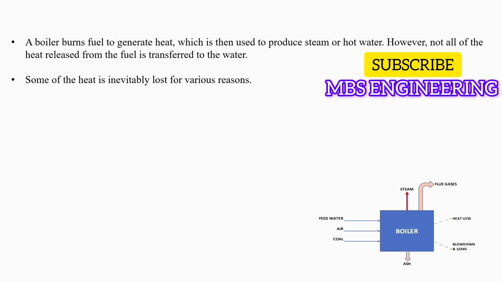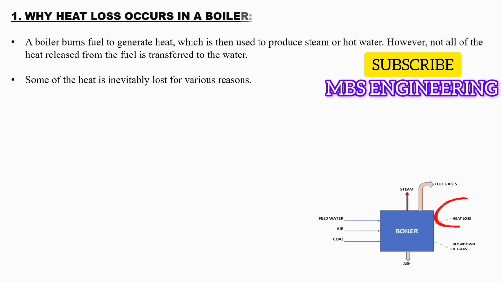We will learn and understand why heat loss occurs in a boiler. A boiler burns fuel to generate heat, which is then used to produce steam or hot water. However, not all of the heat released from the fuel is transferred to the water. Some of the heat is inevitably lost for various reasons.